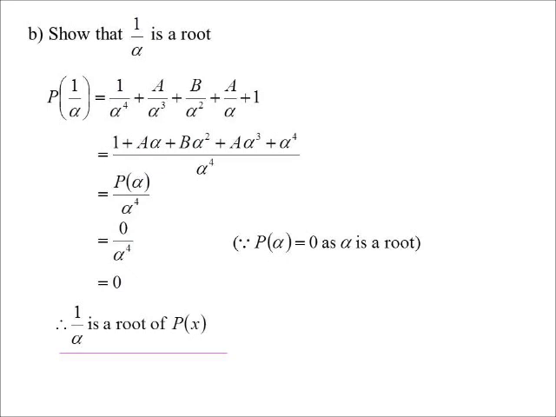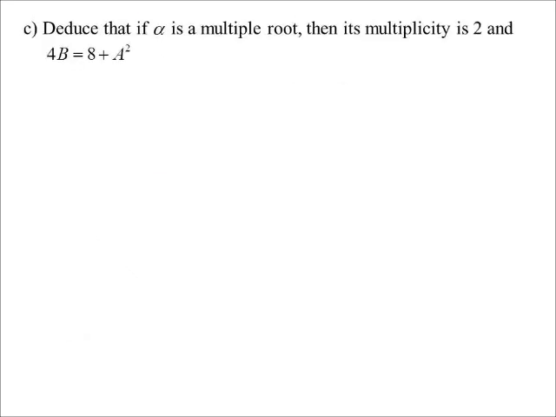Thus, 1 on alpha is a root. So every time we have a root, its reciprocal is also a root. Deduce that if alpha turns out to be a multiple root, then its multiplicity has to be 2, can't be more than a double root, and the other more interesting bit, 4b must equal 8 plus a squared.